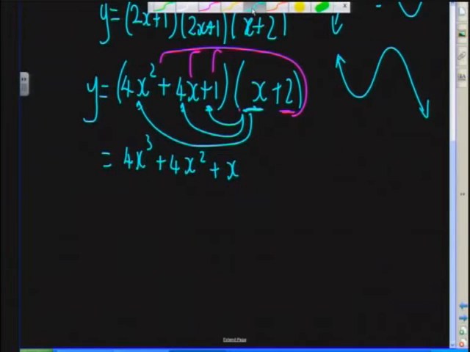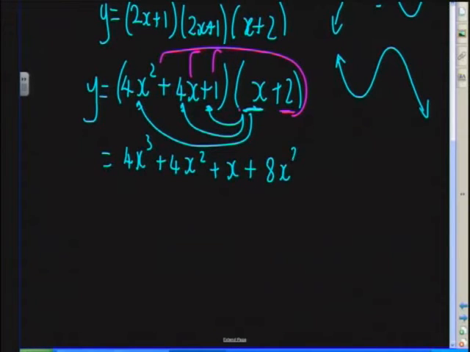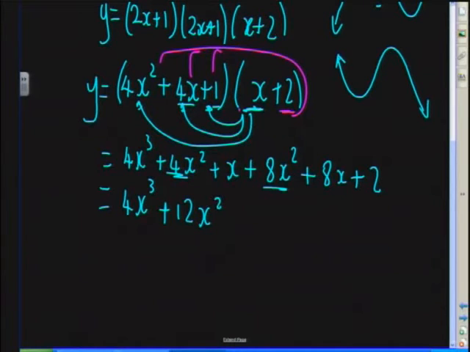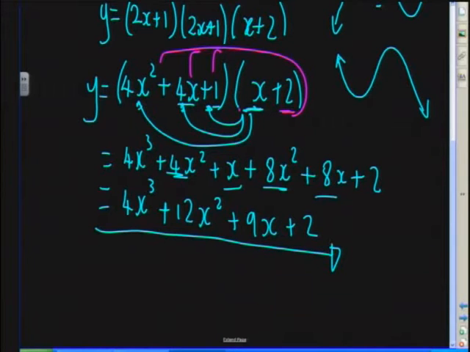2 times 4x squared is going to give me plus 8x squared. 2 times 4x is going to give me plus 8x. And then 2 times 1 is just going to give me 2. We add our like terms, so we get 4x cubed plus 12x squared plus 9x plus 2.